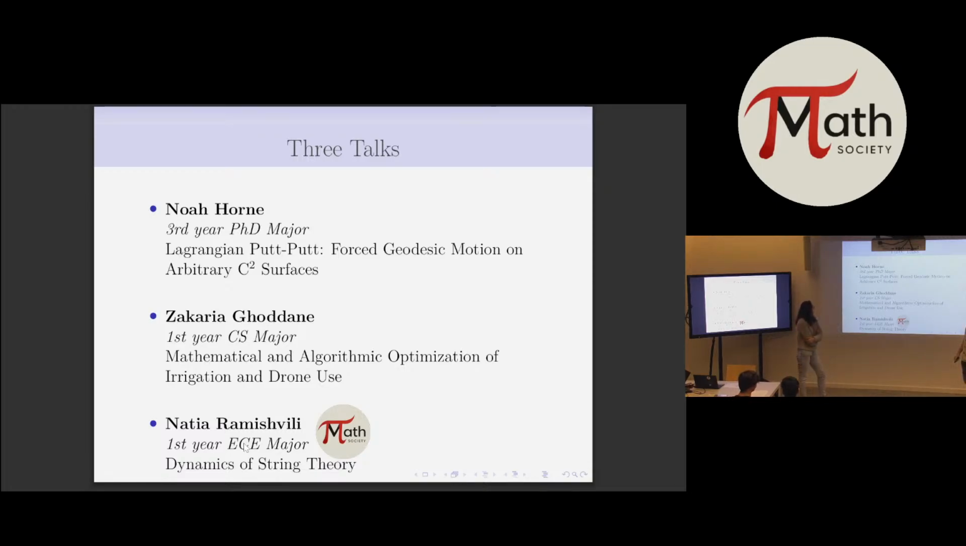The first one presented today is Natia's. She wrote a paper on dynamics of string theory. She's only a first year and she was already able to write a paper on this topic. You will see a lot of advanced physics and how it's applied. Next one is going to be Zacharias, also a first year, and he already wrote the paper. He is going to show us how mathematically we can write an algorithm that describes the water flow in irrigation and drone use. And last but not least, Noah, a third-year physics student, not PhD.